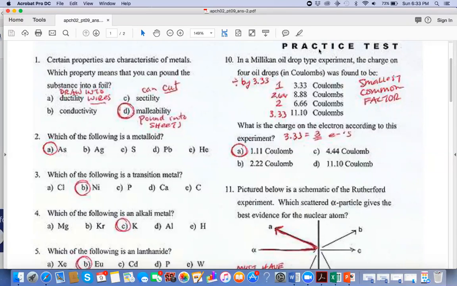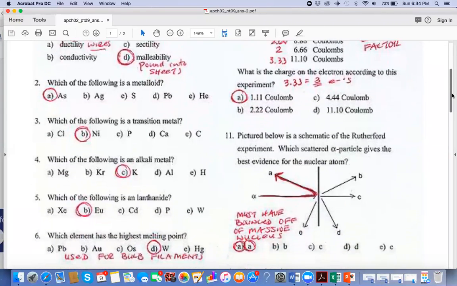Okay, so we're taking a look at molecules and their properties. Certain properties are characteristic of metals. Which property means you can pound the substance into a foil? Ductility means you can draw into wires. Sectility means you can cut. Conductivity is the one that most folks are familiar with. That means it can carry electricity. Malleability is the one that indicates that you can pound something into sheets.